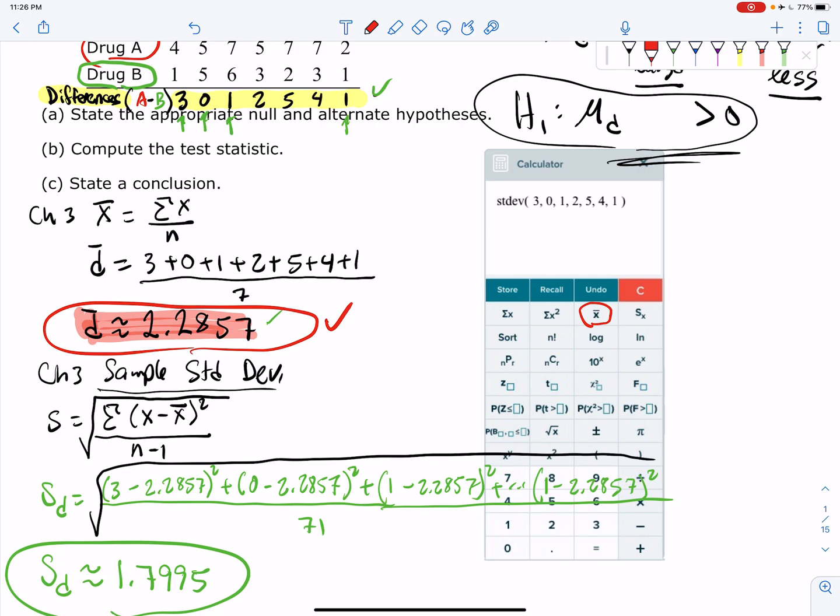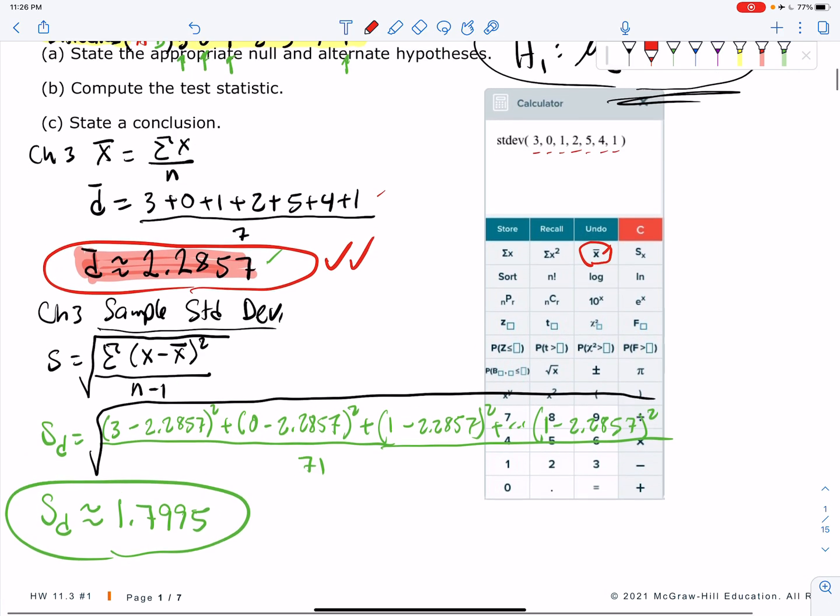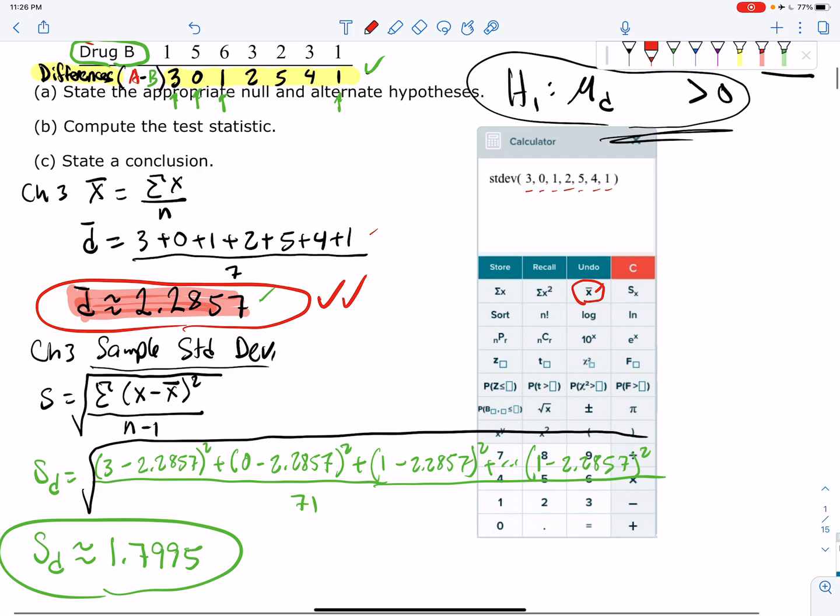If you just click on this button right here, and then you put in 3, 0, 1, 2, 5, 4, 1, make sure to put commas in, and hit enter, it will give you that value. That wasn't that much of a time saving because you just added up and divided by 7. That was pretty easy. But as you can see, finding the sample standard deviation and then square rooting it down here in green, that is a different story.